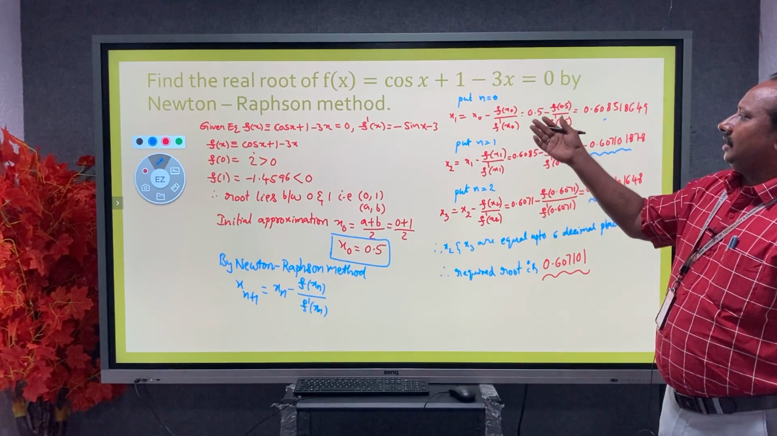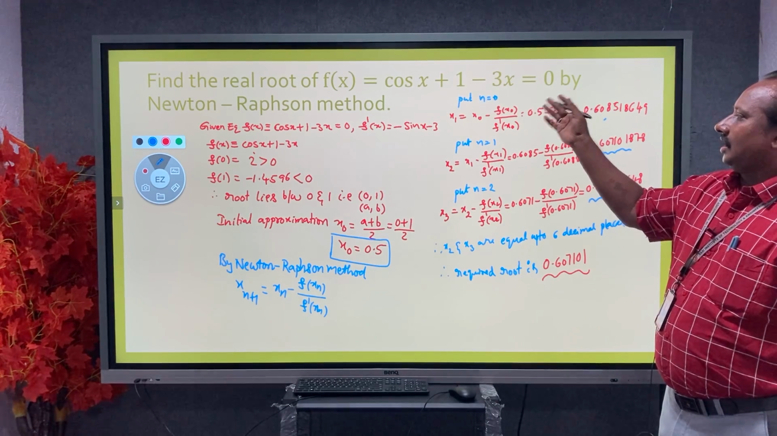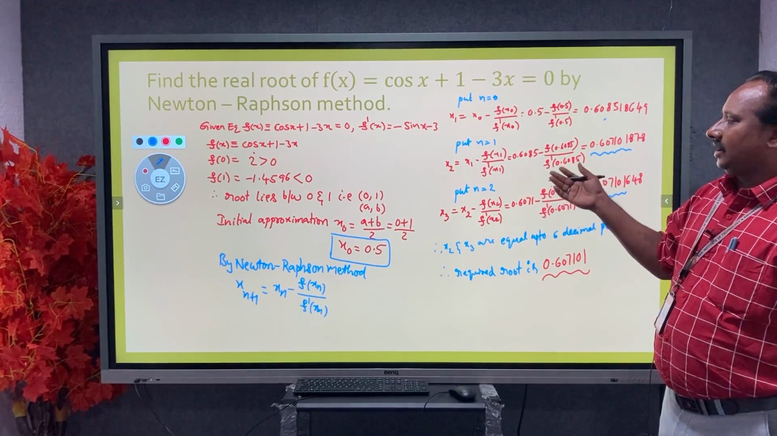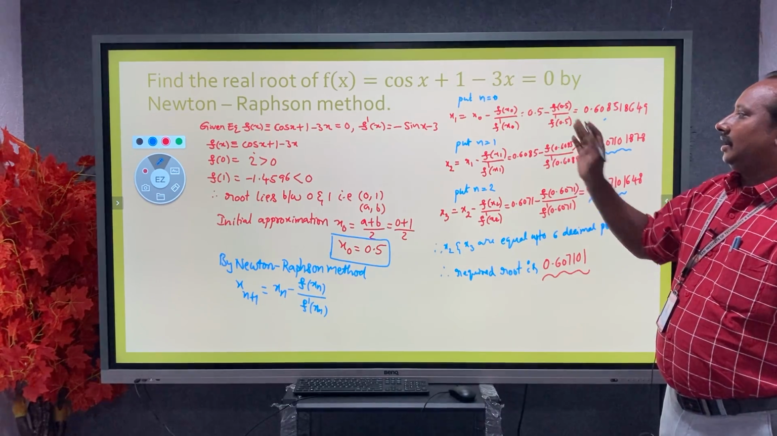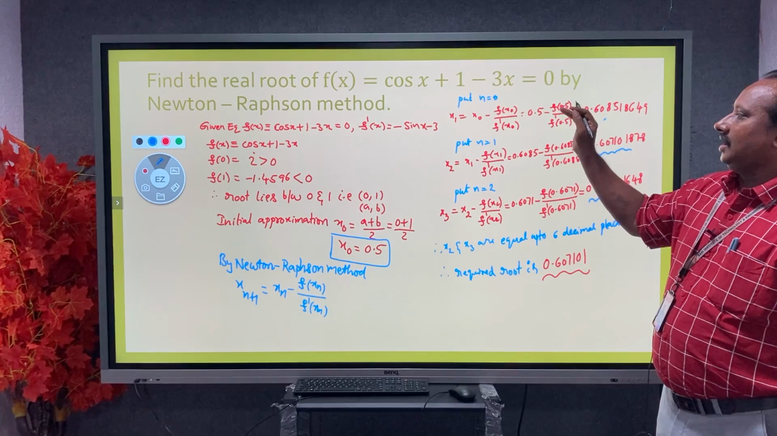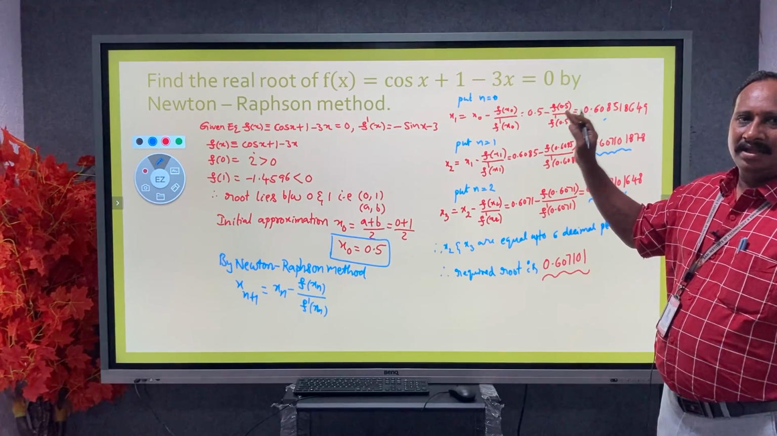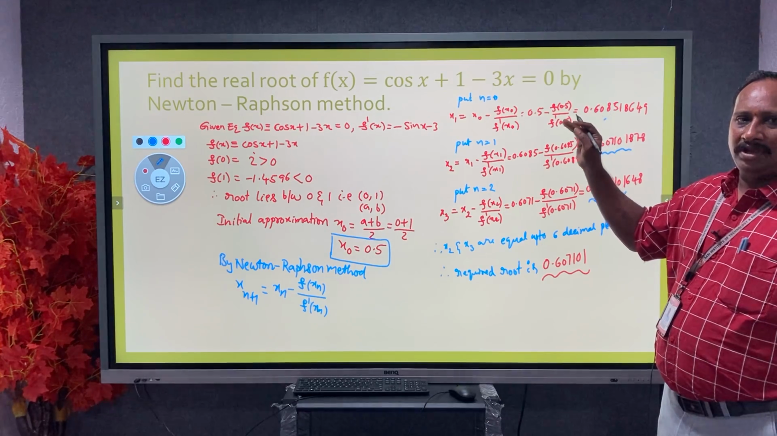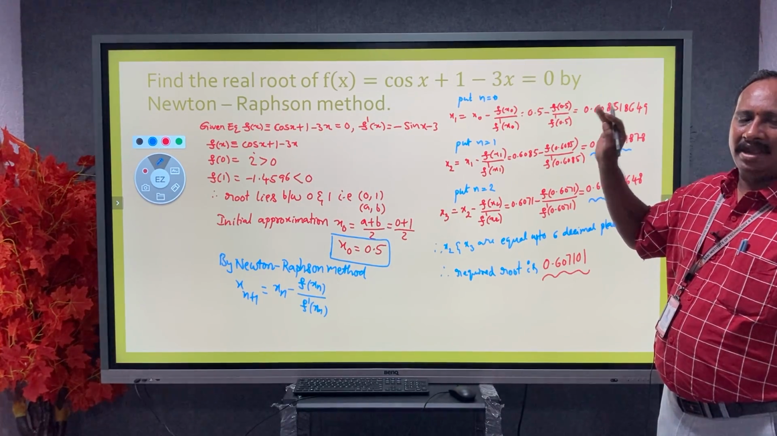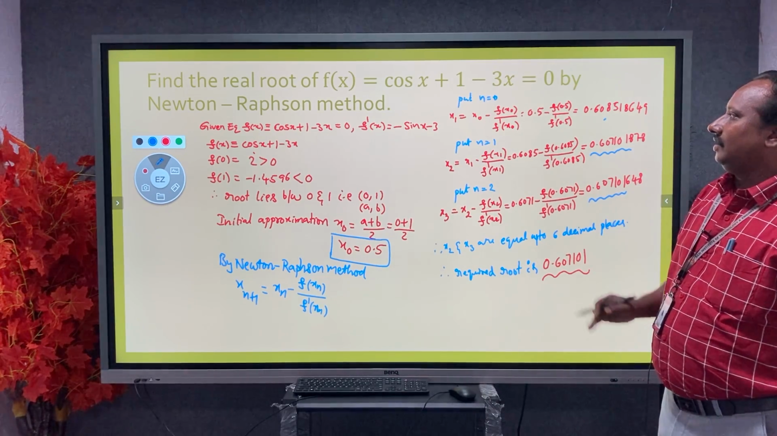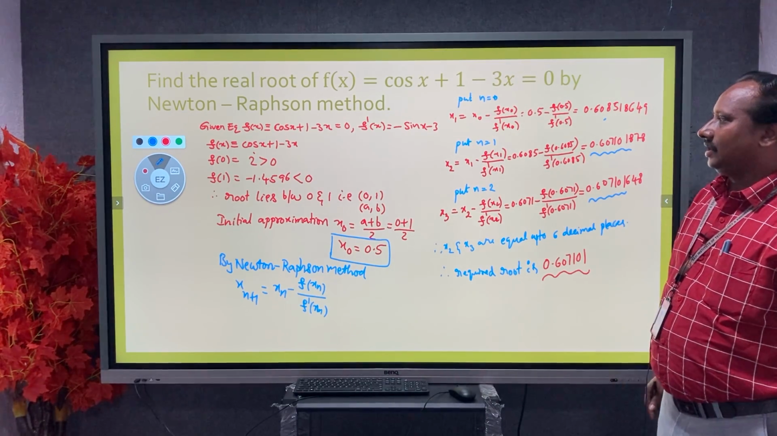Okay, so clear: here the equation contains a trigonometry function, so I have calculated the root in radians mode. Suppose the equation doesn't contain any trigonometry functions, then we calculate the values in degrees mode only.